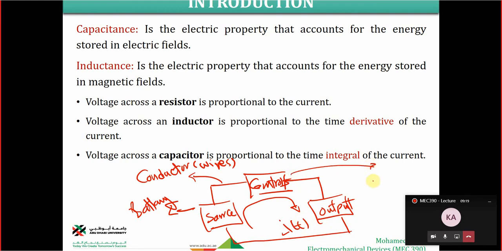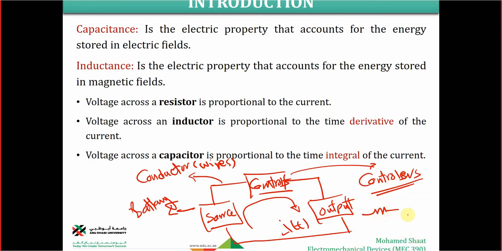In addition, we should have controllers, and this is the most important element that we're going to discuss here. These controllers can have different forms as electrical elements. The one that we discussed so far is the resistor. We covered this in chapter 2: the resistor with the resistance R. This resistor is one type of controller.